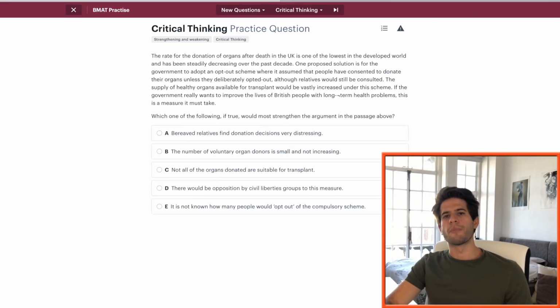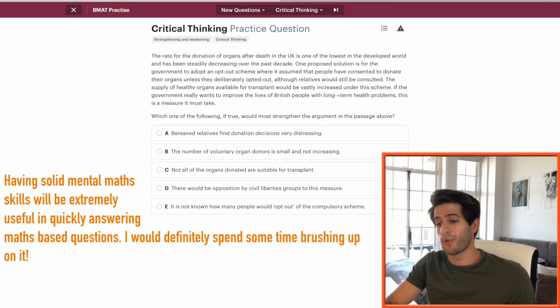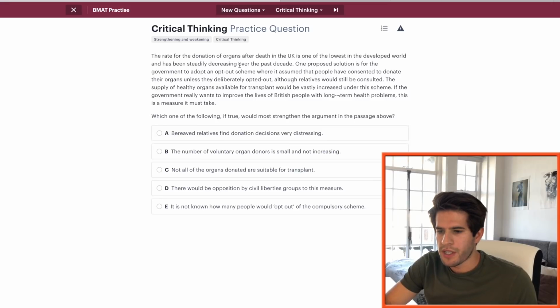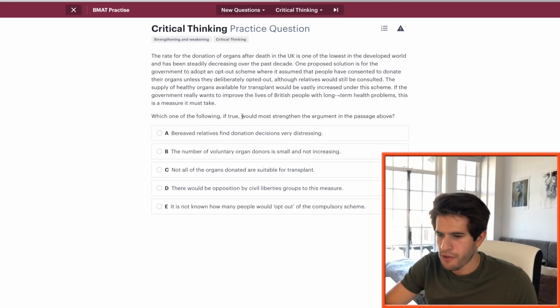Awesome. So that was a pretty simple math question. Just make sure you have the equations right, you have the numbers right, and your mental math is on point. Or your handwritten math, but the math without a calculator needs to be on point for sure. The rate for the donation of organs after death in the UK, which of the following, if true, would most strengthen the argument in the passage above?